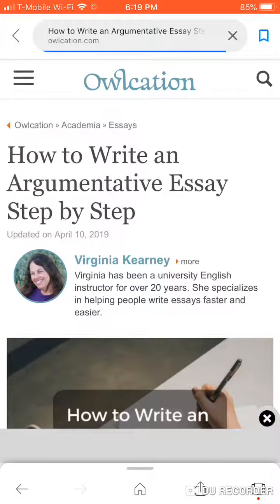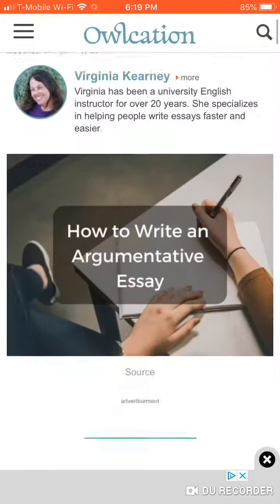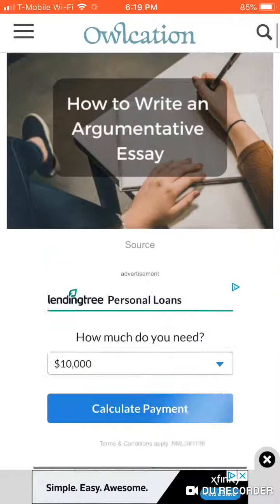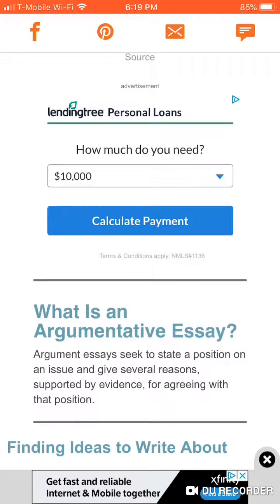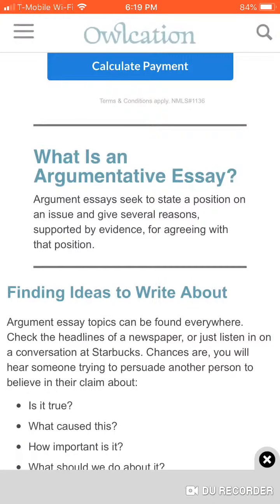How to write an argumentative essay step by step. What's an argumentative essay? Argumentative essays seek to state a position on an issue and give several reasons supported by evidence for agreeing with that position. Finding a topic to write about.